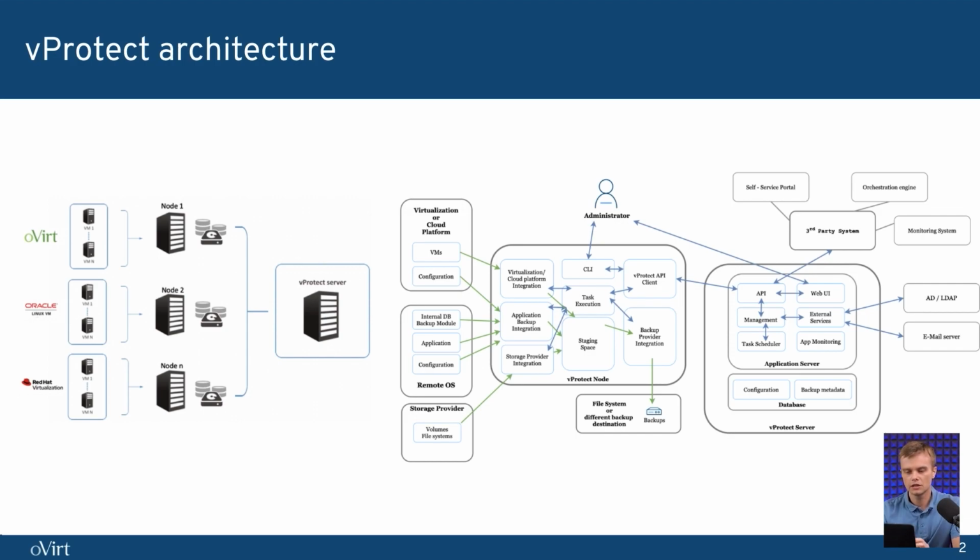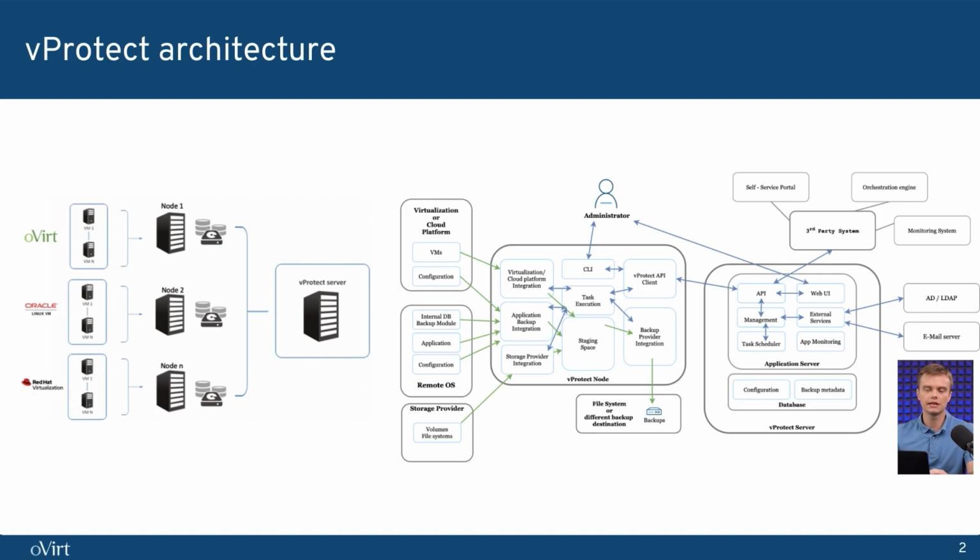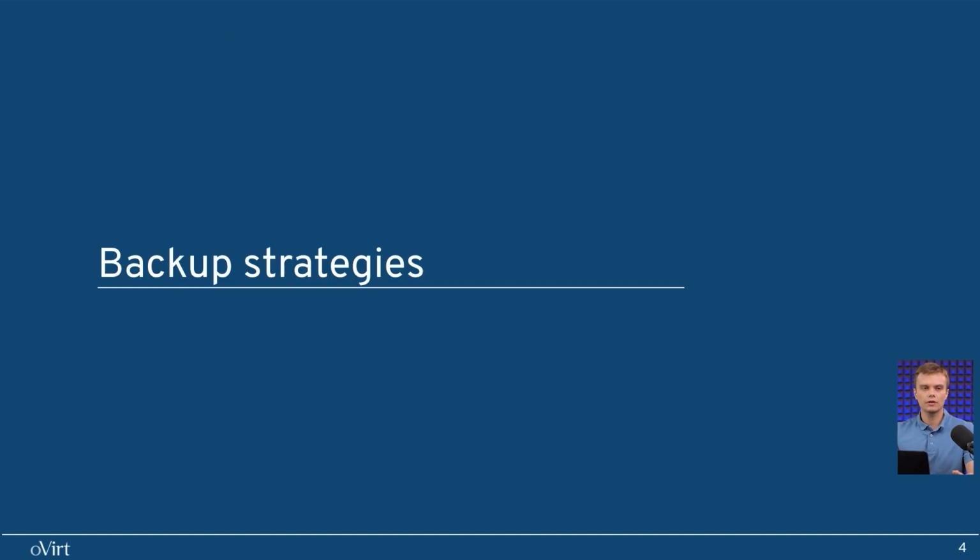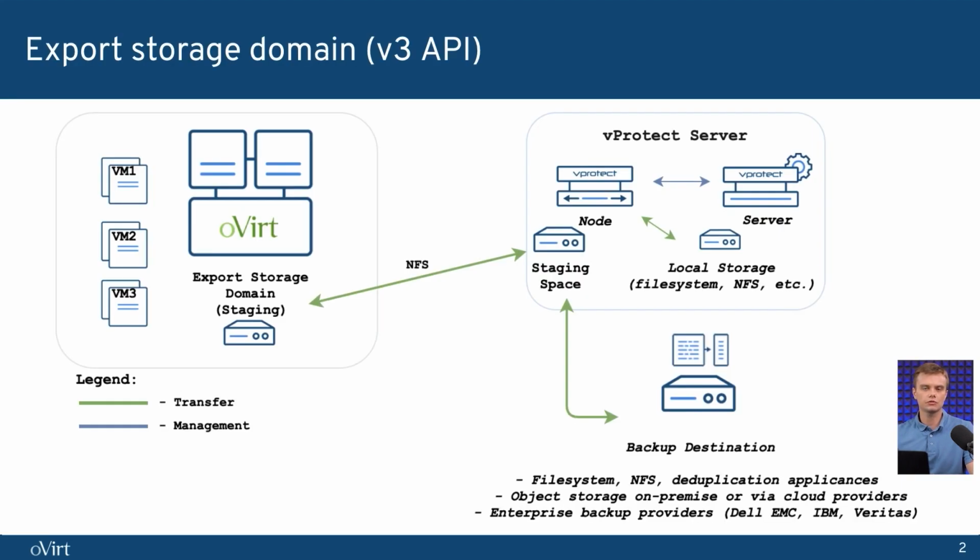Now, inside the node, notice that there is a virtualization or cloud platform integration part. This is the place where we implement low-level communication with the APIs, and we fetch only the blocks with CBT that are needed. Later, data is put on the staging space, so the workflow in general stays the same, and later forwarded to the appropriate backup destination. Now, whenever we talk about backup strategies, we support a few of them.